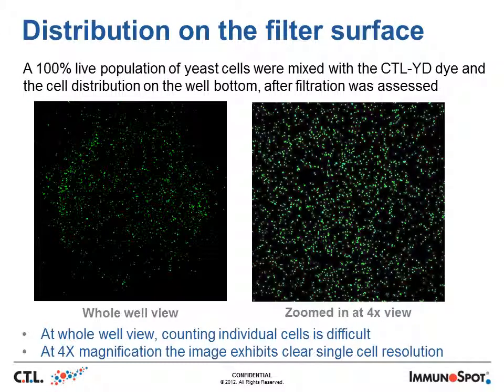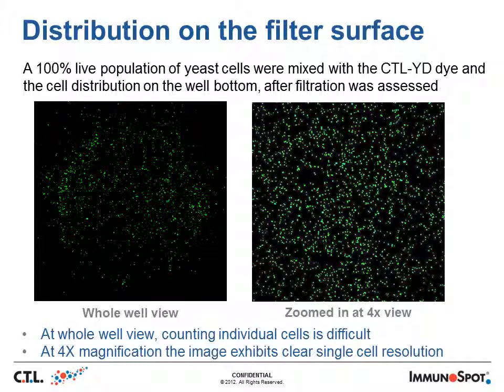Having looked at the determination of cell viability, a few other questions loomed in the development of a feasible viability assay, and we went ahead to address them. One of them was to determine whether the whole surface had to be imaged, or if imaging a portion of the well would suffice. To answer that, we stained a 100% live population of yeast cells with the CTL-YD dye and captured whole well views and a zoomed-in portion of the well.